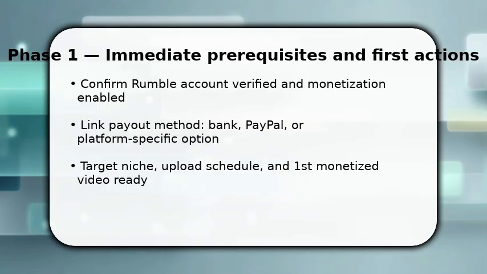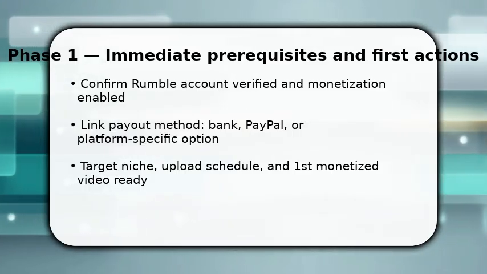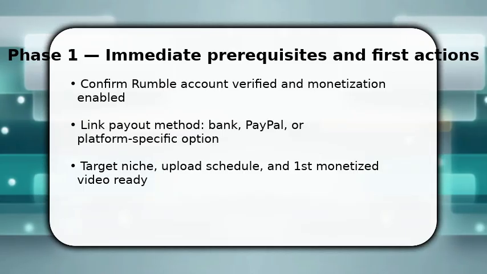Next, enable any ad options and content licensing that Rumble offers, since those increase effective earnings per view. You should also prepare at least one monetized video with solid watch time. This triggers data Rumble uses to calculate revenue rates.